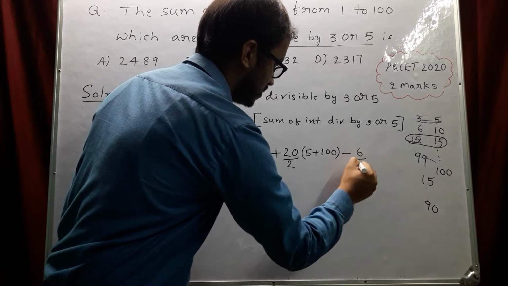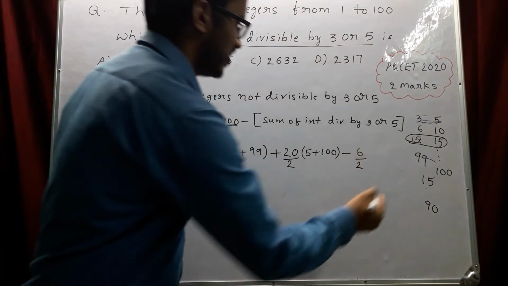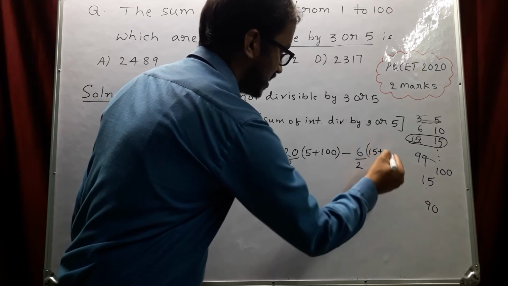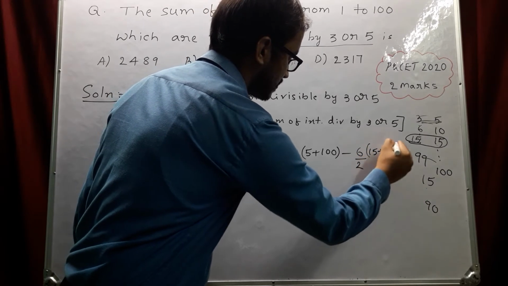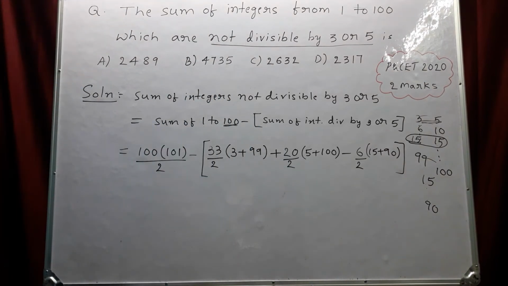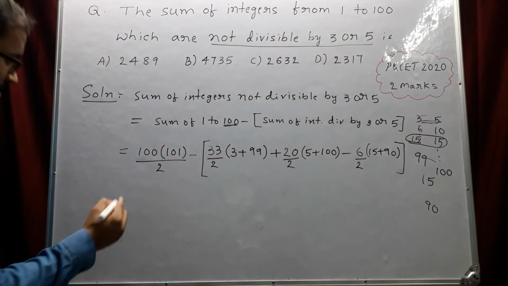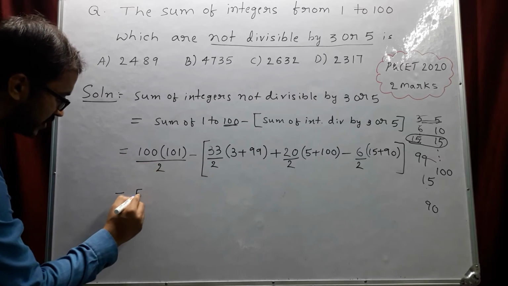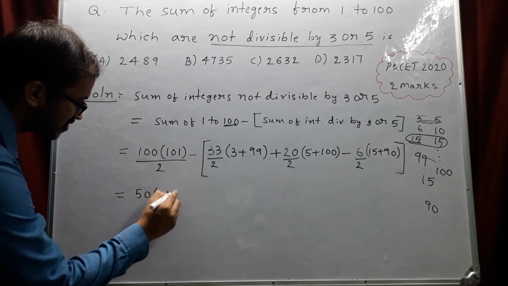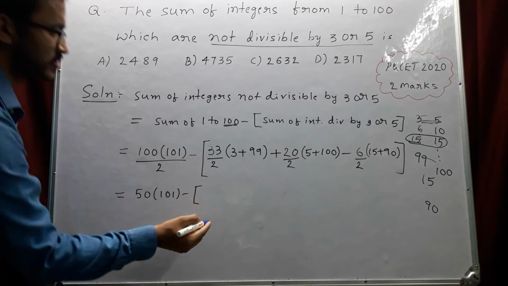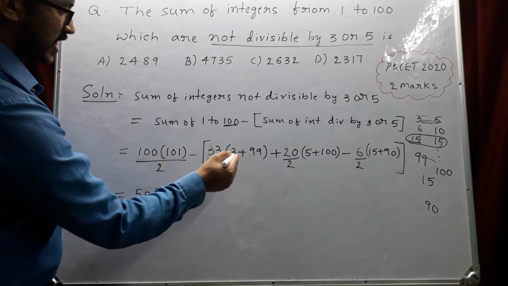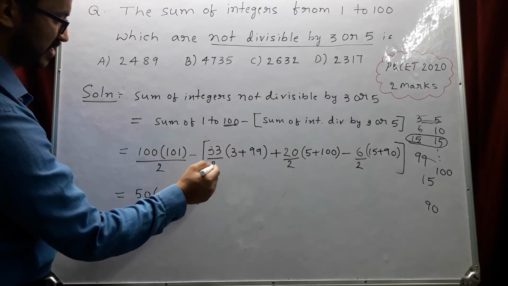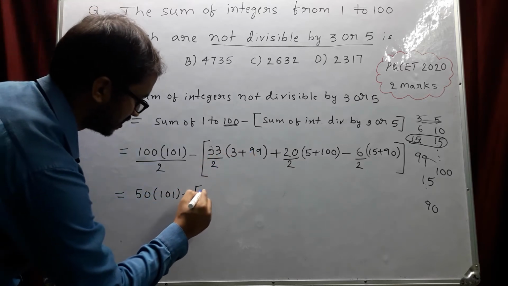So n by 2, that is 6 by 2. The first number is how much? 15, and the last number is 90. So if you simplify this, you will get the answer. So 100 divided by 2, that is 50, into 101, minus. So here 99 plus 3 becomes 102. 102 divided by 2, that is 51.